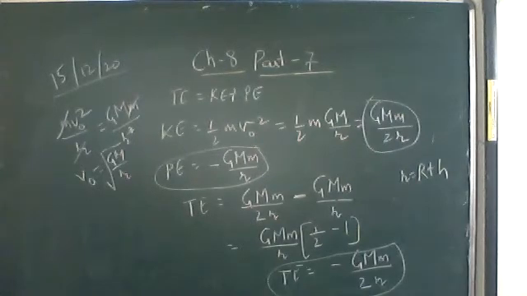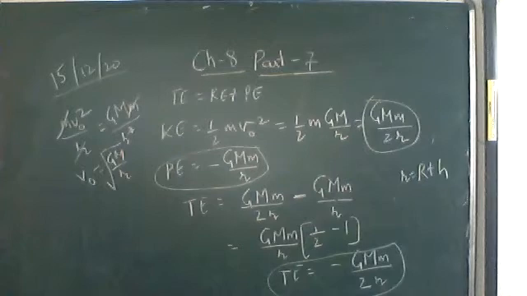Total energy is kinetic energy plus potential energy. Kinetic energy, how will you determine? Half m v square. V is what? The orbital velocity, and v naught, how can we determine? The necessary centripetal force is equal to the gravitational force, so v naught is equal to under root GM upon r. This we have already found out, the expression of orbital velocity. So v naught, square it, the square root goes off, so GM upon r is the square of the orbital velocity.